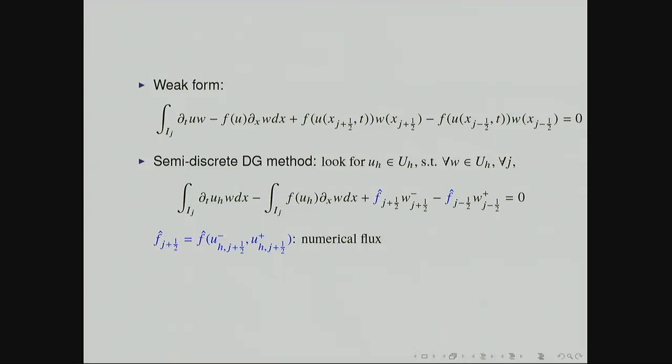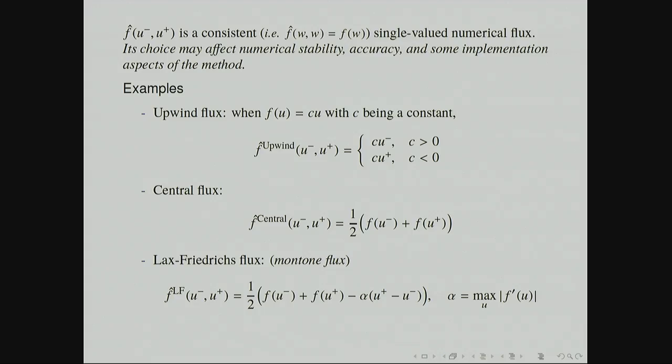I here consider DG only applied to space. To do that, we need to reinterpret the last two terms because they live at grid nodes. We know all the functions here are double valued. For the test function, we can always take information from within this element. And for the flux function, you can replace it by a so-called numerical flux, which depends on the numerical solution taking values from both sides. No surprise, this numerical flux plays a crucial role in the properties of the scheme. It can affect the stability, accuracy, and also the implementation aspects of the scheme.